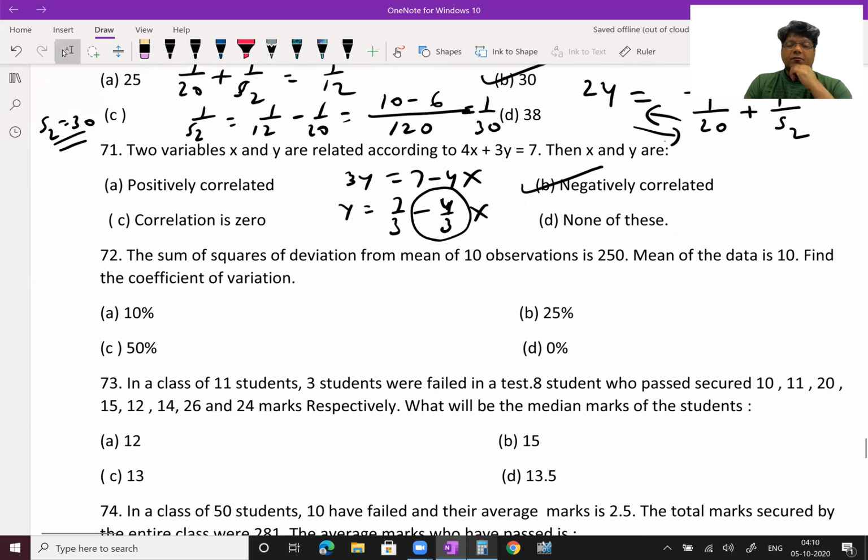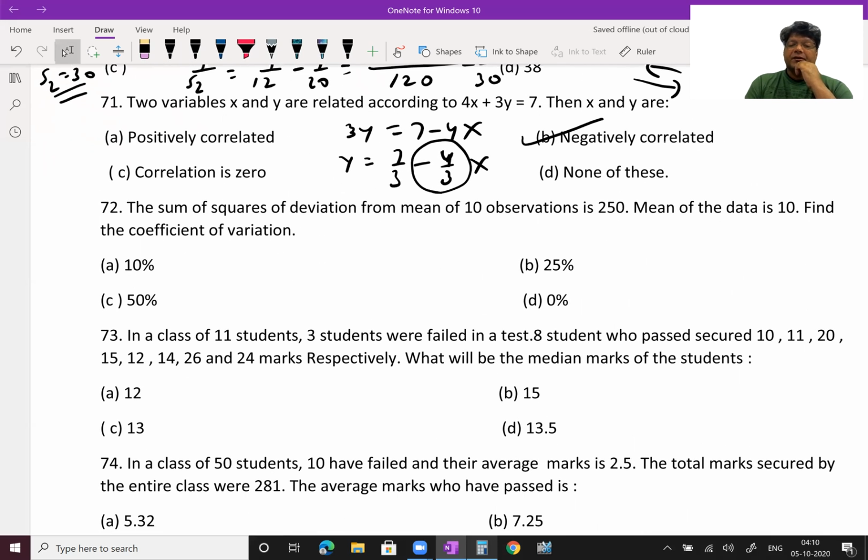Now, sum of squares of deviation from mean. Sum of squares of deviation from mean means summation of x minus x bar whole square. Sum of squares of deviation from mean, how much? 250. N is equal to 10. Mean of the data is 10, that is x bar is equal to 10.